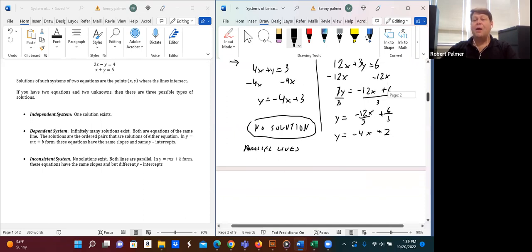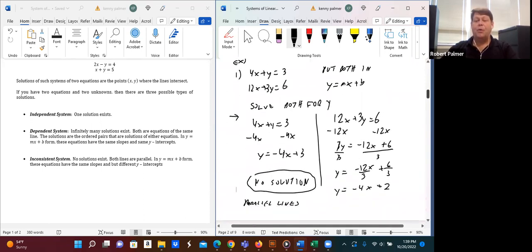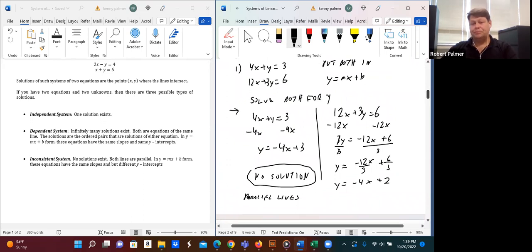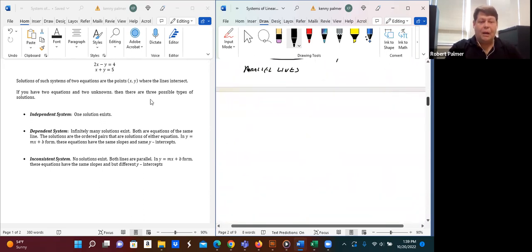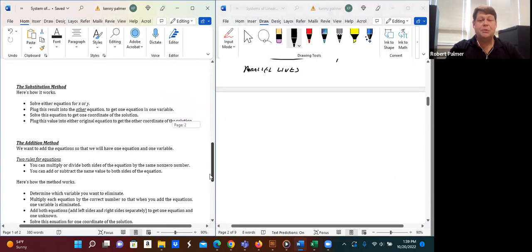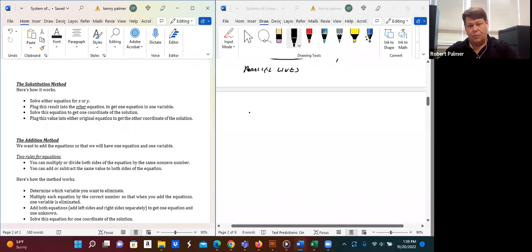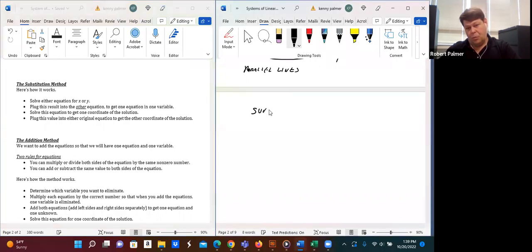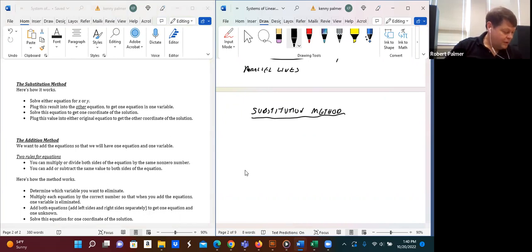Okay, but by graphing, if you graph them, you need 2 lines, then anywhere they intersect is going to be a solution. Okay, now let's talk about our first method. We're going to solve them by hand, and that is called the substitution method. Okay, so this is one way to solve a system of equations. And let's go ahead and look at an example.